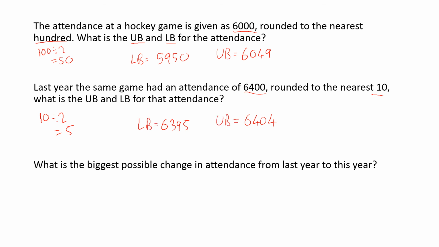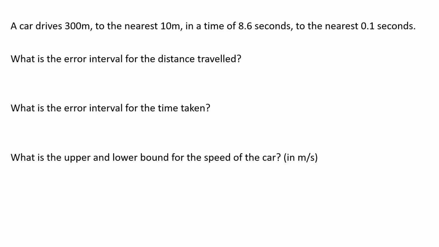Okay, good. What's the biggest possible change in attendance from last year to this year? So the biggest change we could have had would be from the upper bound the previous year to the lower bound the year before that. That's the biggest difference between those two numbers. So we just then have to do a subtraction to find that difference. And we should get that that's 454.